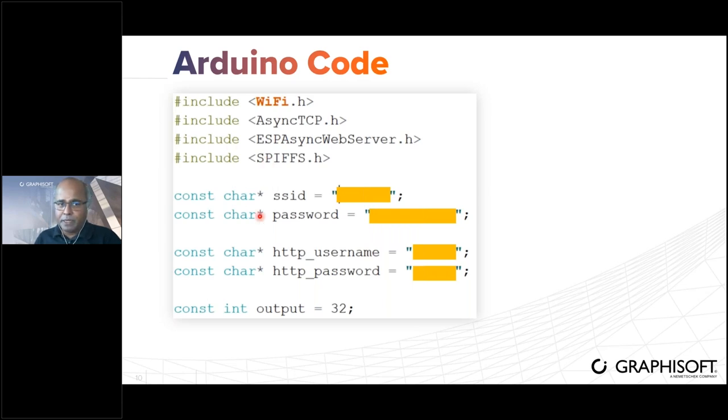This is the Arduino code where you are setting the SSID and password for your Wi-Fi. I have hidden this because of privacy issues, right? And if you look here, the HTTP username and HTTP password, this is again hidden here, but this is what I'm using to log into the web page when I switch on the light, right? The output is the pin I'm setting here. So these are all the settings. Currently, I'm hardcoding all these details, but of course, you can use some system to set up the login details as well.